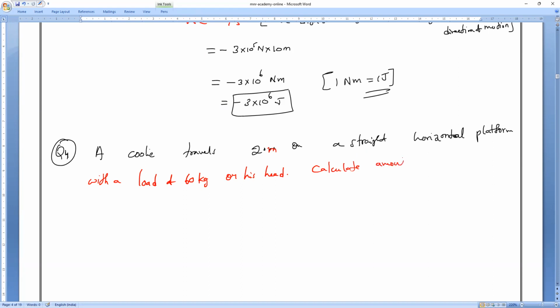Calculate the amount of work done by him. Make it, everybody, and tell. Mr. Sam, are you solving? Prudvi, Darshana, Prarthana? Yes, sir. Do it.